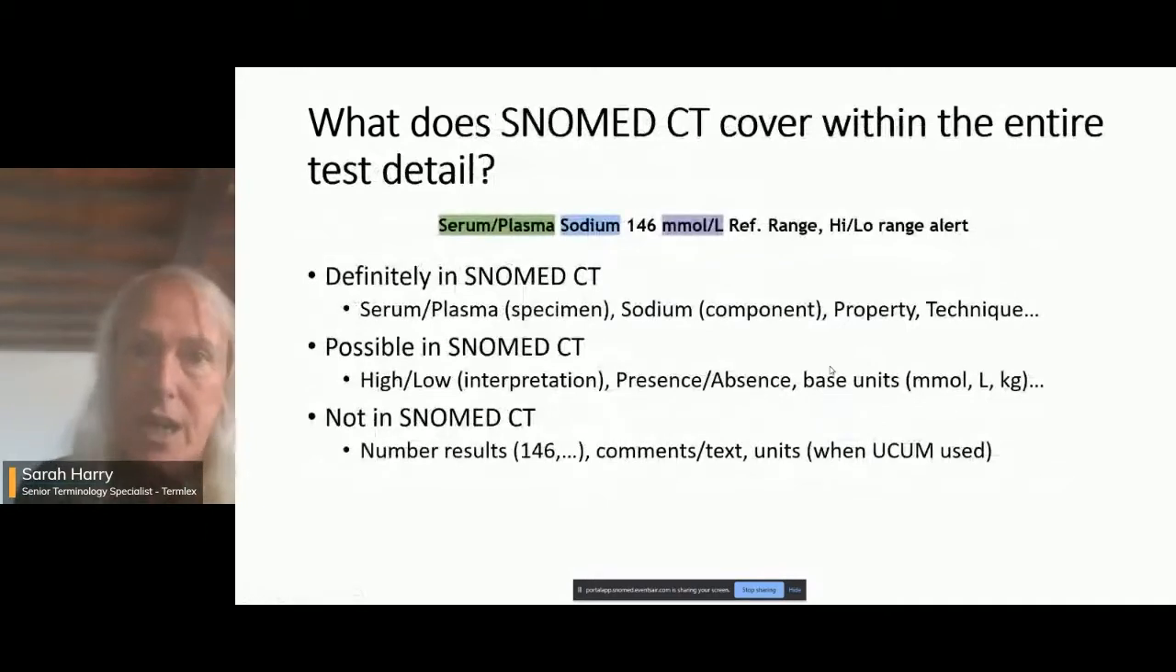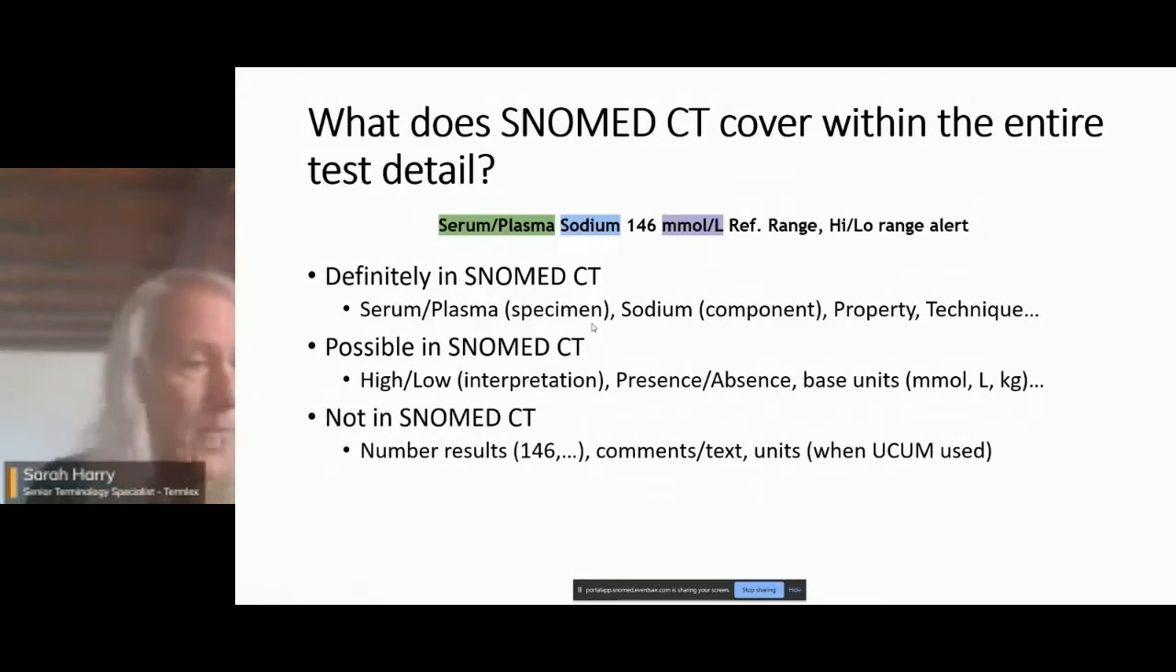What does Snomed cover within that test detail? Okay, so here's a simple result: a serum plasma sodium 146 millimoles per litre, reference range in there somewhere, and a high-low range alert that will be tacked onto the end. That's the basis of it. So in Snomed, we can definitely do the serum plasma bit, the specimen. We can do the sodium, the component. We can do the property, which in this case would be a molar concentration. It tells you that the value represents that molar concentration and to expect a unit that fits that type. And we could also do the method and technique if that's appropriate.